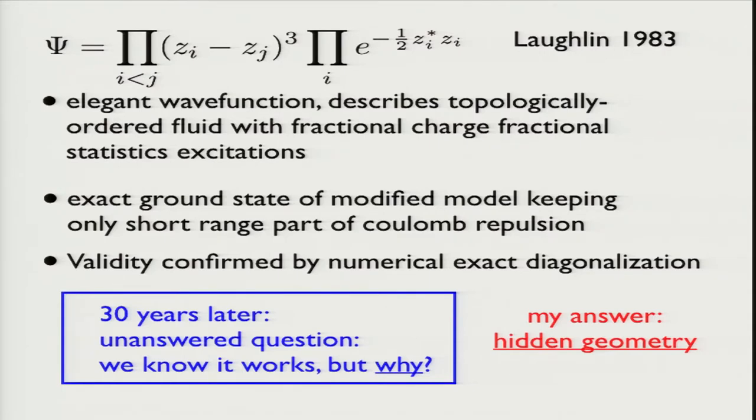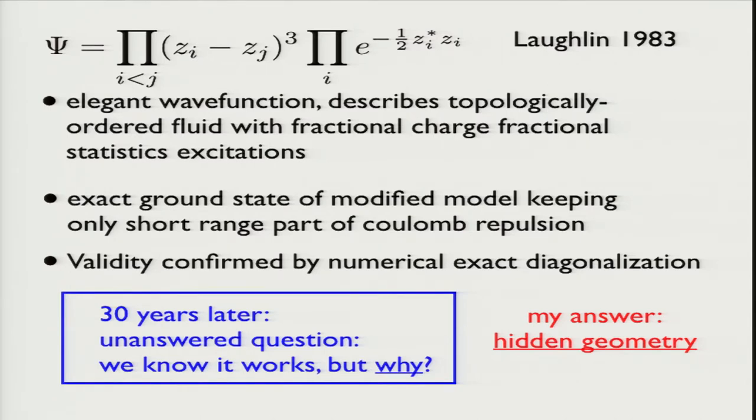Well, and it's got an exact ground state of a modified model which keeps only the short-range part of the interaction. And in fact, there's a great logical similarity between the special features that allow the Laughlin state to be the exact ground state of a particular toy model, and the AKLT state that became a very simple model for the spin chains. You can actually argue the Laughlin state and the AKLT state have the same underlying structure.